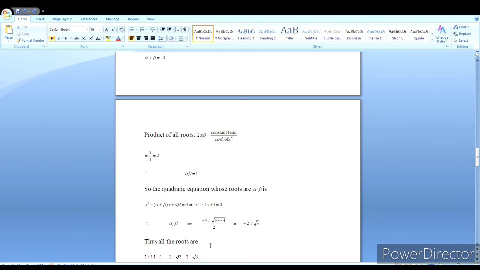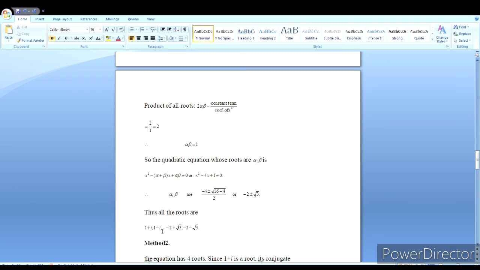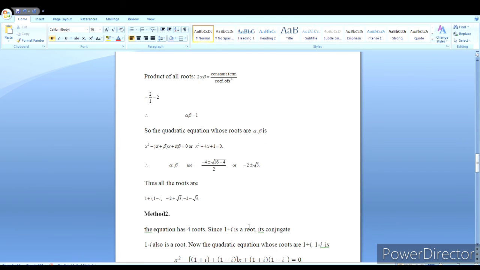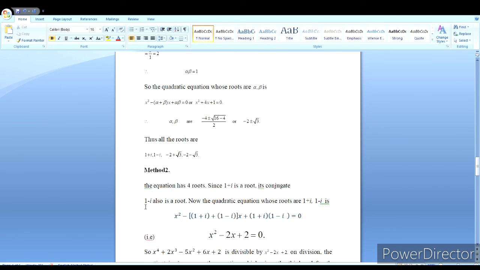That is, all the 4 roots are given by 1 plus i, 1 minus i, minus 2 plus root 3 and minus 2 minus root 3. We can work it out using another method also. You can use any one.